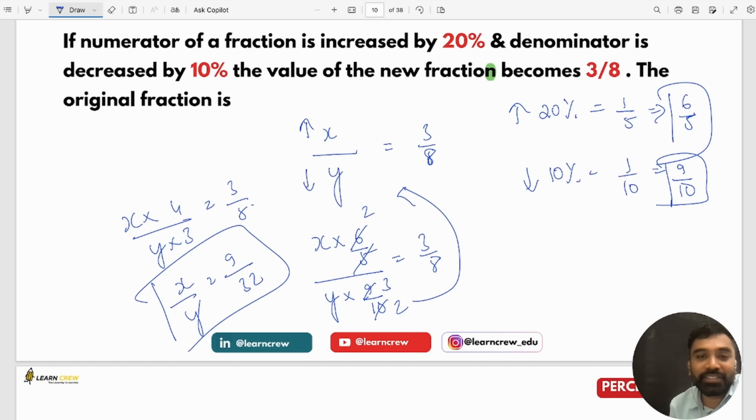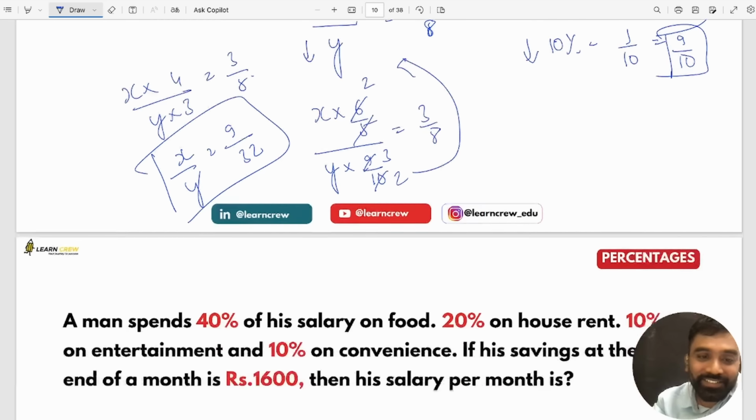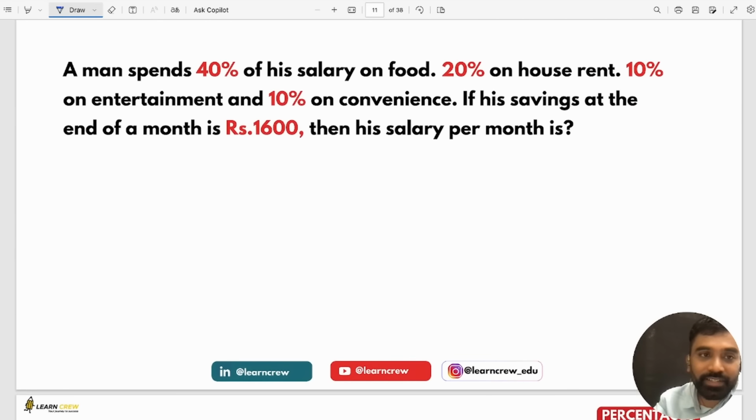Just get multiplied with this numerator and denominator, x and y. And the answer is there with you. Crystal clear under 10 seconds. Right? Okay, great. Next one.